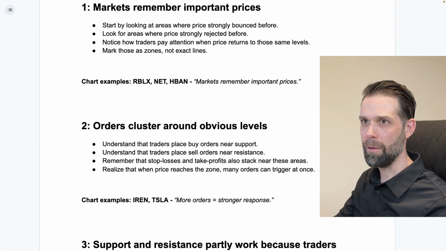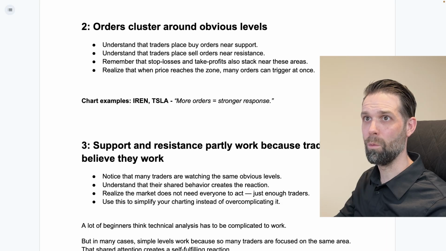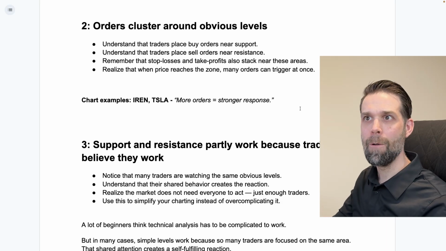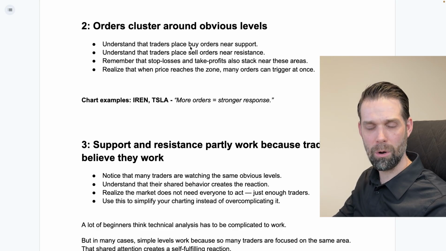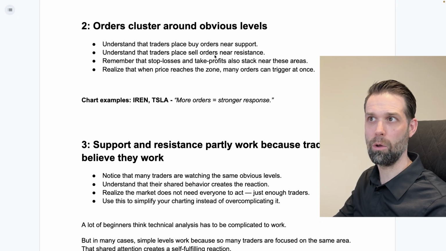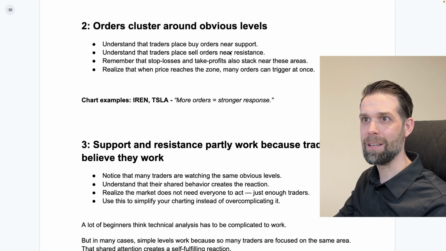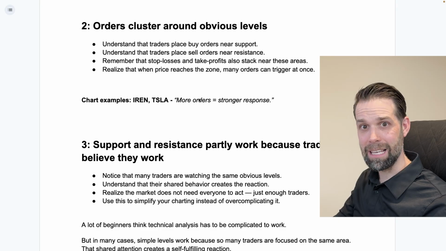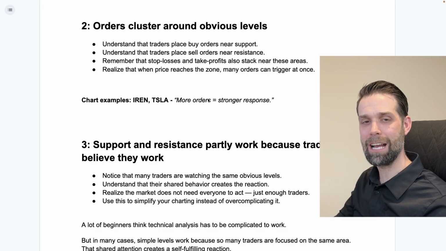Now, the other thing that is happening around what are called support and resistance zones is that orders cluster in these obvious areas. Traders place buy orders near support, and traders place sell orders near resistance. And when there are lots of these in an area, the reaction is quite strong.